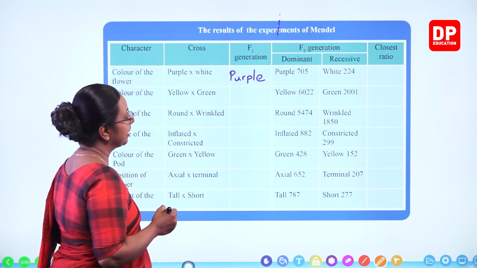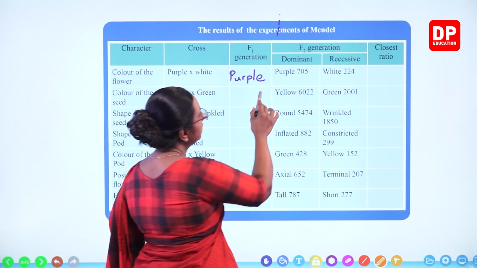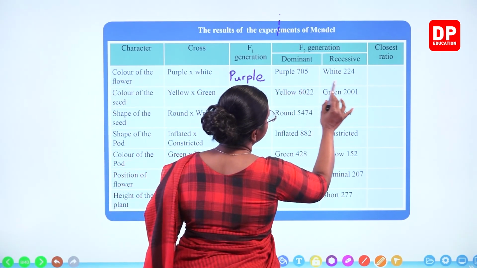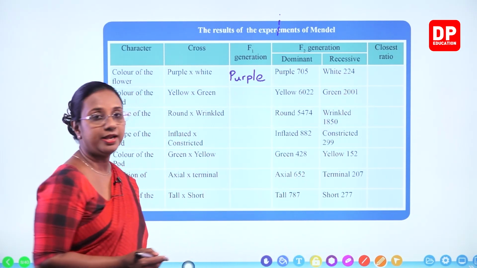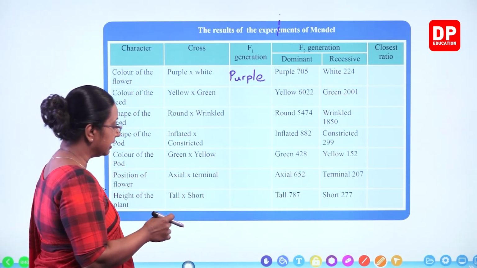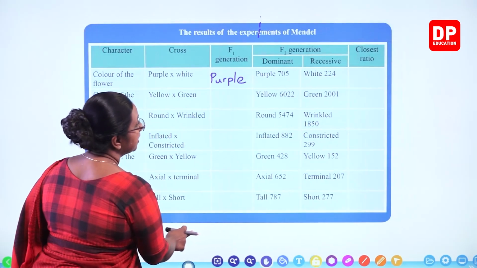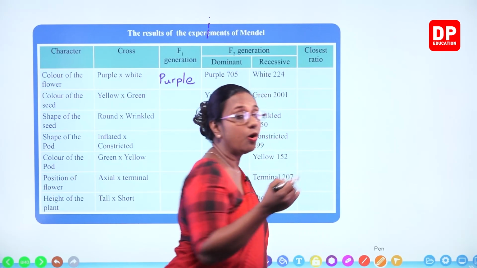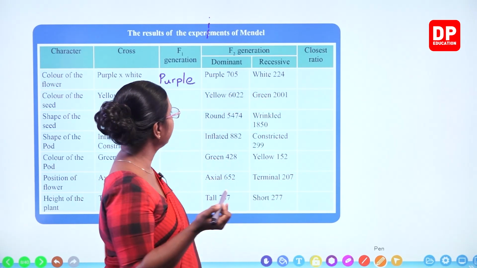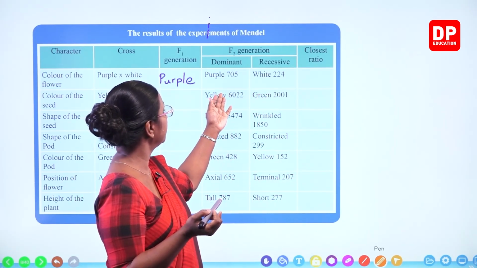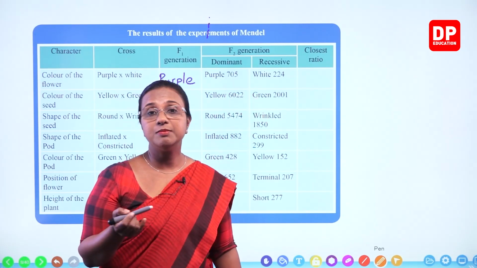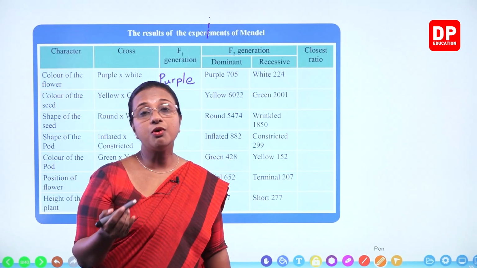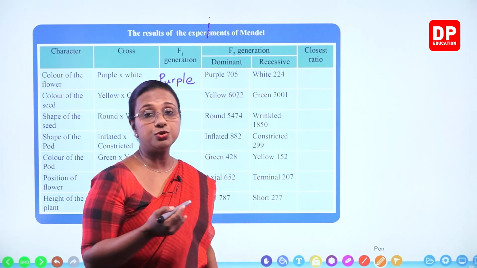All the flowers will be purple. Then here, dominant character is 705 purple, 705, white 224. Now, you can get the ratio. You can check it. Normally what you are supposed to do is divide 705 by 224. But here we know already the ratio is 3:1.